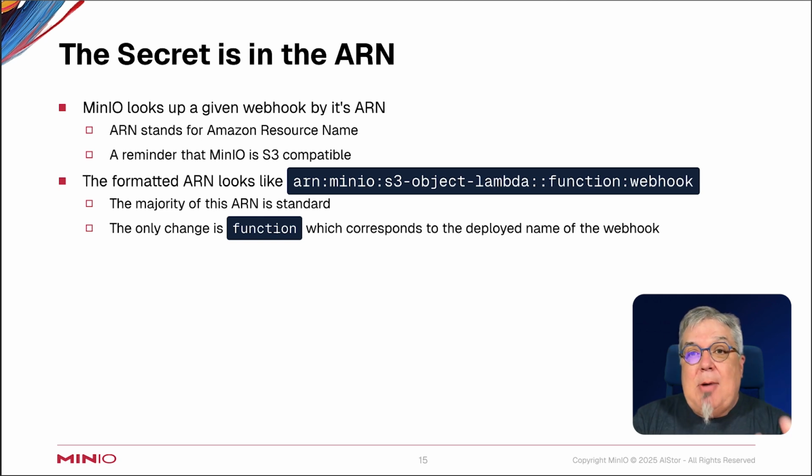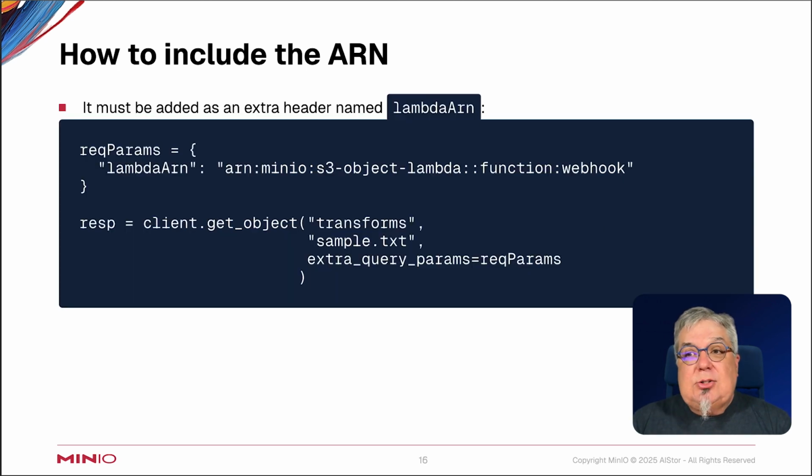So when I make my request, arn:minio:s3-object-lambda, function, reverse, re-encode, whatever I'm going to call it, and then webhook. When I'm including this ARN, it is included as an extra header named Lambda ARN.